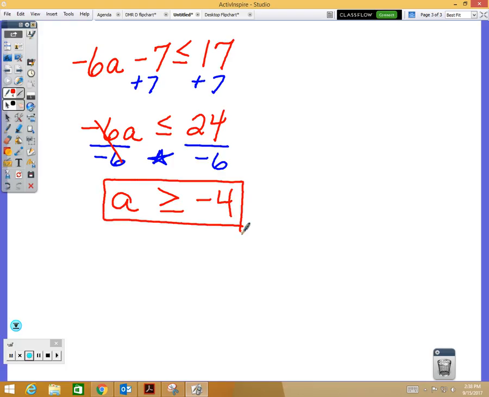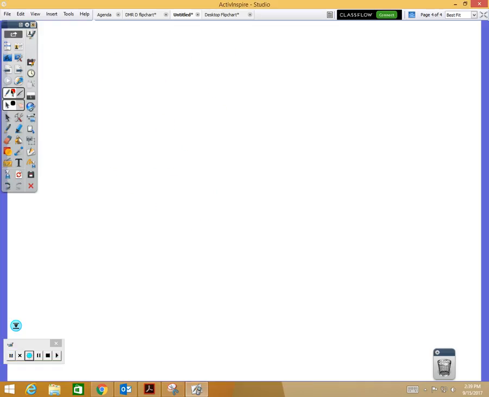Okay? So again, there was no difference in my two steps of solving this than an equation. The only difference was when I divided by this negative 6, I had to reverse my inequality sign. That's it, okay? That's the only difference. So everything else about this is the same. So let's do a harder inequality, all right? Yep. That wasn't hard.